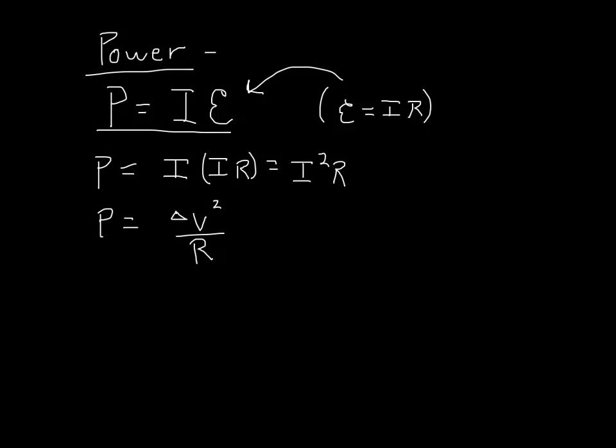By plugging in our knowledge that the current is equal to E over R, I'm just shuffling around Ohm's law. Remember, voltage equals current times resistance is Ohm's law. Shuffle it around and I can get 3 different ways to represent the power inside of a circuit, depending on if I know the voltage, the resistance, or the current.